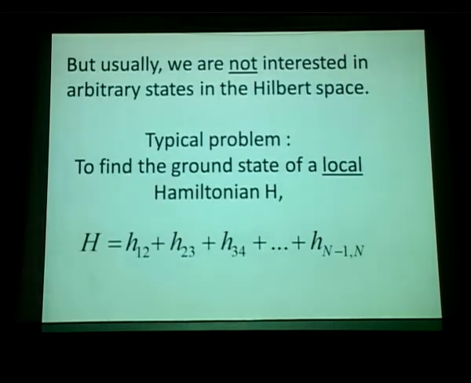So the thing to realize is that we are usually not interested in an arbitrary state of the Hilbert space. What we are typically interested in are the low energy states of a local Hamiltonian defined on our lattice. By local, I mean the Hamiltonian can be written as a sum of terms where each term describes an interaction over a small region of the lattice. So here, for instance, it's a Hamiltonian made up of only nearest neighbor terms. That's the first thing to realize.